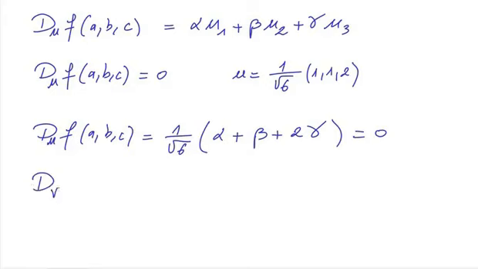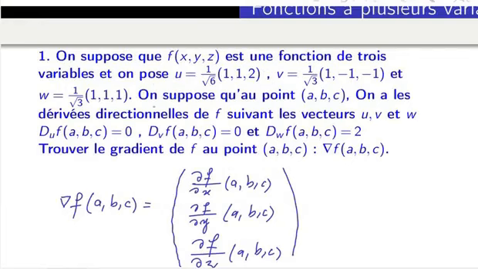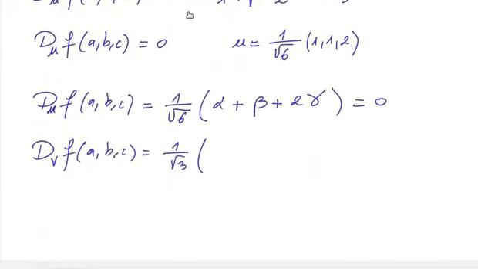Similarly, the derivative in the direction of vector v of f at point (a, b, c) is equal to 1 over square root of 3 times the components of v, which are (1, -1, -1). Which gives us alpha times 1, then beta times minus 1, gamma times minus 1 equals 0.